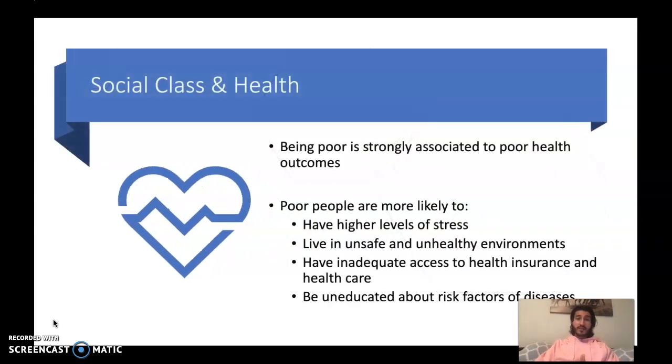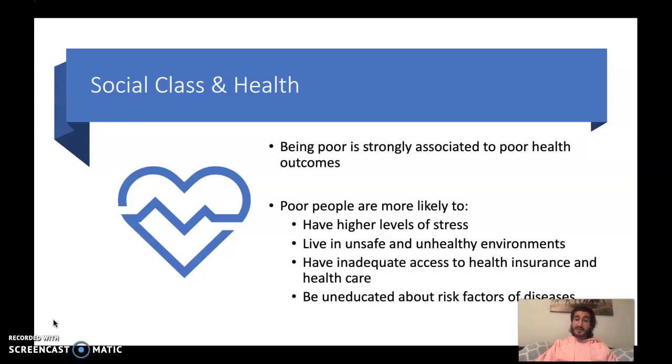All right, so let's talk a little bit about social class and health. This will be somewhat of a review, as we talked about some of these implications and connections when we talked about socioeconomic status and poverty earlier in the semester, but it's probably not surprising to you to find that being poor is strongly associated with poor health outcomes. There are a number of factors that contribute to this. Poor people, in comparison to wealthier people, are more likely to have higher levels of stress. And what studies have consistently found in the medical fields is that higher levels of stress are correlated with virtually every type of preventable disease.